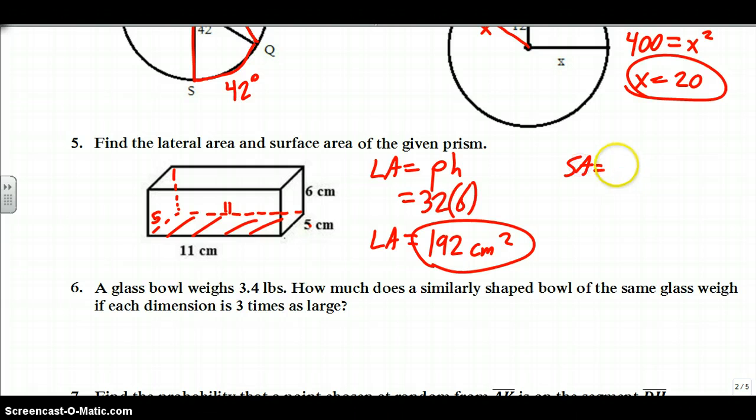Surface area is a little bit more. It's the perimeter of the base times the height plus 2 bases, right? The lateral area included everything except for the top and the bottom, so now we have to include the top and the bottom. Fortunately, I already know the first part.